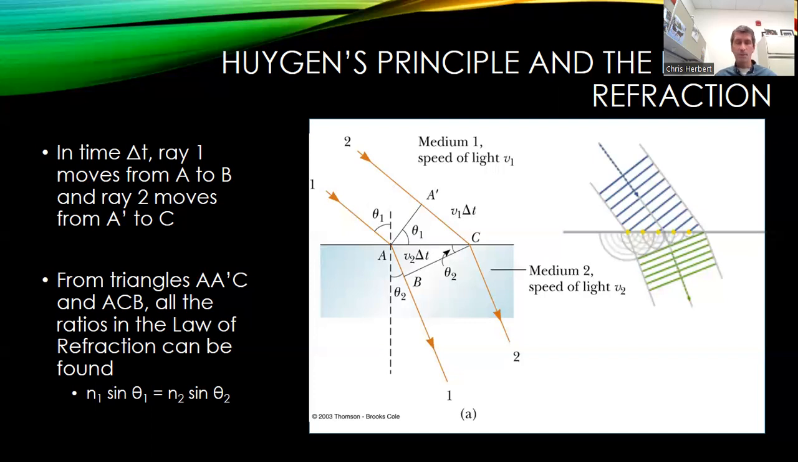So Huygens principle is going to be very important, not only for describing the shapes of the waves. When we get to diffraction, it really is a powerful tool to help explain how light is able to diffract around hard edges.